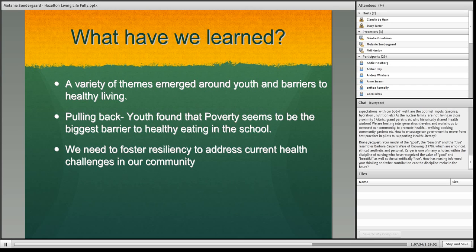There's bullying in the cafeteria. There's a culture of food. So there's a lot of issues that I don't want to get into too much there, but themes that we've started to delve deeper into.